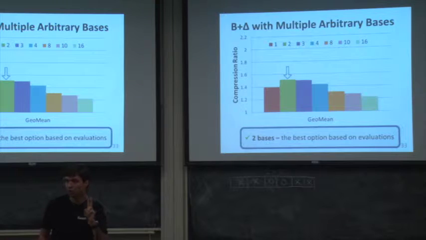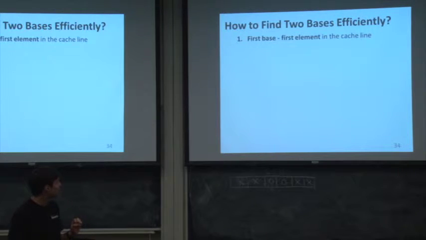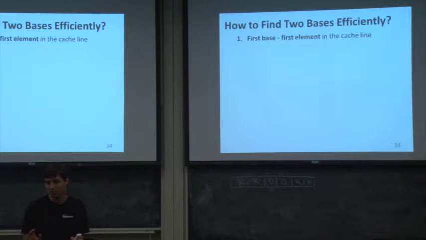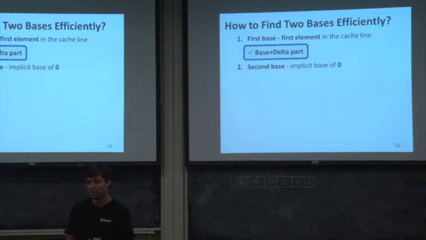But still, two bases, I need to somehow find those bases. So we make two observations on how to find those two bases. The first one is that the first base can be approximated as the first element. Why? Well, if the data is close, it doesn't matter which of them you pick to be a base. It's going to be some delta offset from the rest, but who cares? So we tried a random element. It doesn't matter. It's about the same. And the results show it's very close to the optimal element as well. So that gives us the first part of our mechanism, base plus delta.